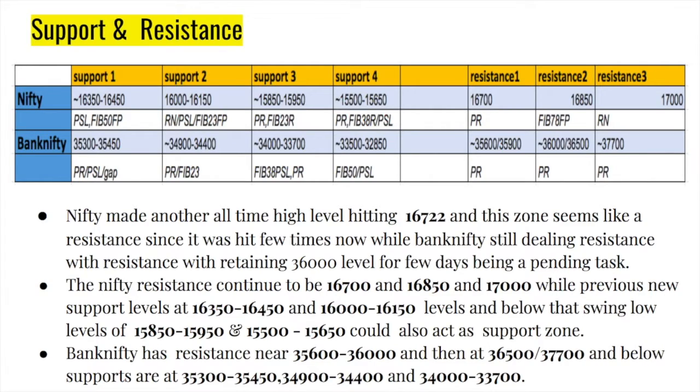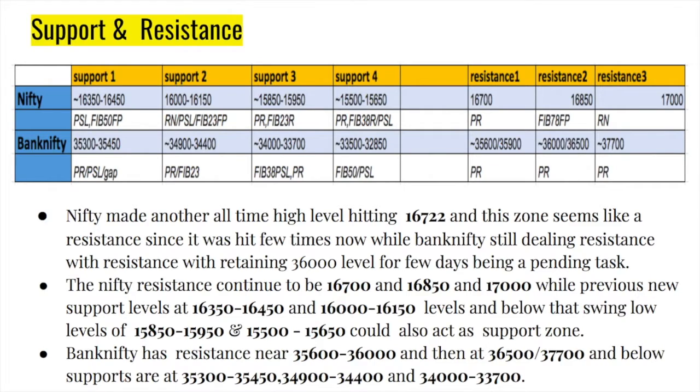Now for resistance: 16,700 is where it has made an all-time high. In fact, it went to 16,722. After that you have the 16,850 level, which is a projection 78 level and likely to face resistance, and after that the round number 17,000, the big number.